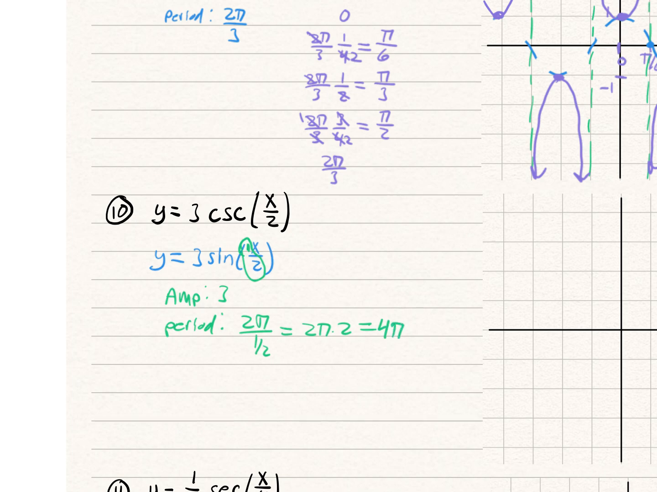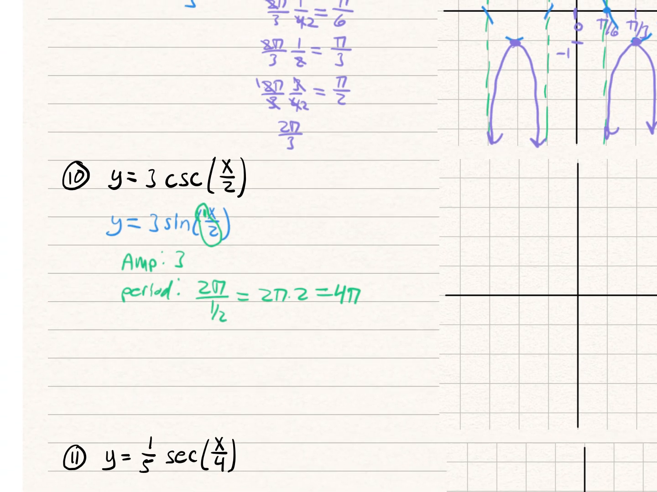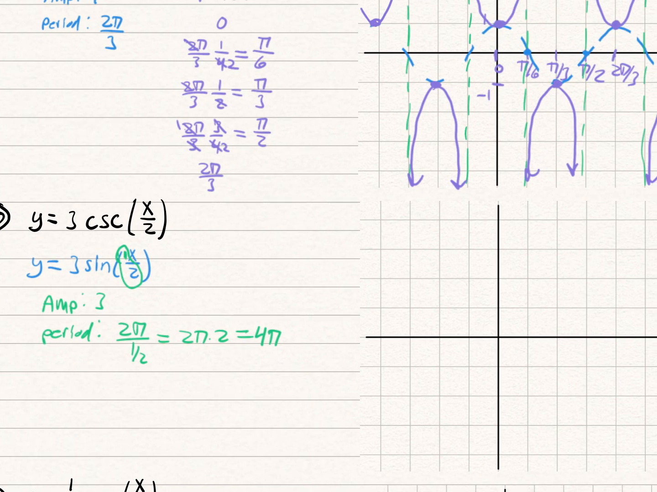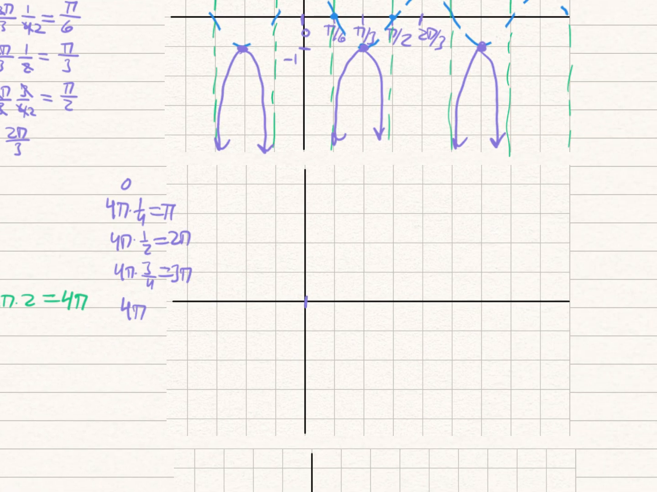You want to keep, change, flip it, so it's going to be 2 pi times 2, which is 4 pi. All right, and then for my 5 points, it's going to be 0, 4 pi times 1/4, 4 pi times 1/2, and 4 pi times 3/4. And then 4 pi is the last one. So we're going to end up with pi, 2 pi, and 3 pi. I'm going to label that on the axis.